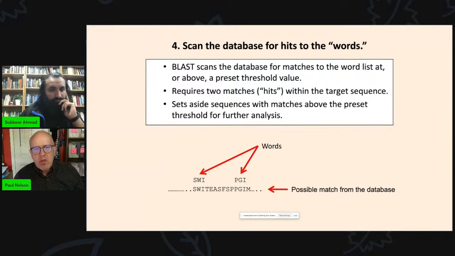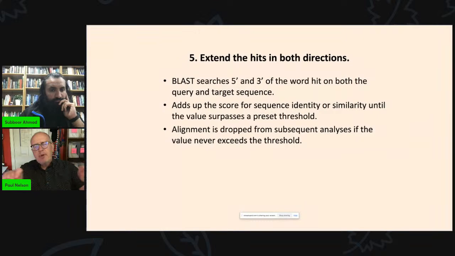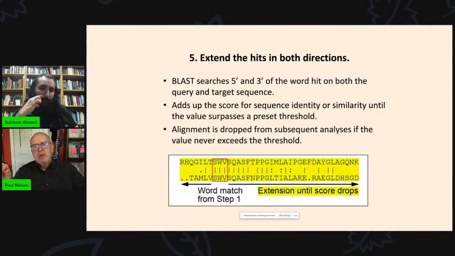Anyway, the algorithm scans the databases for hits to the words. When it finds them, it begins to extend the search in both directions, 5' and 3' along the sequence, and it keeps a score.